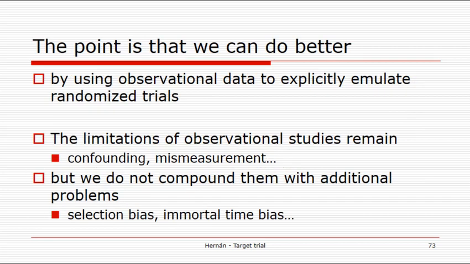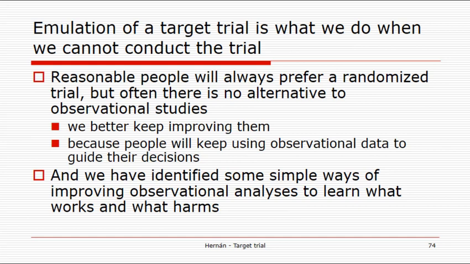Since we are going to keep using observational data, and other people are going to keep using observational data to make decisions, then by thinking in terms of the target trial, we'll make those observational studies better. And I'm giving you examples in which we know the right answer, and we can see that by thinking in terms of the target trial, we get closer to the right answer. So we expect that this is going to happen even when we don't know the right answer. If we do this, we are not hurting our research, we are making it better in the worst case. So we emulate target trials because we cannot conduct the actual target trial.